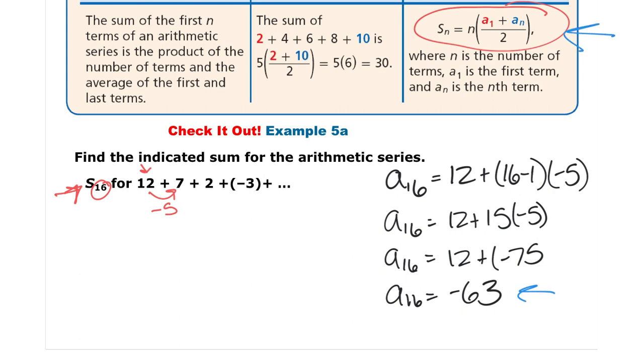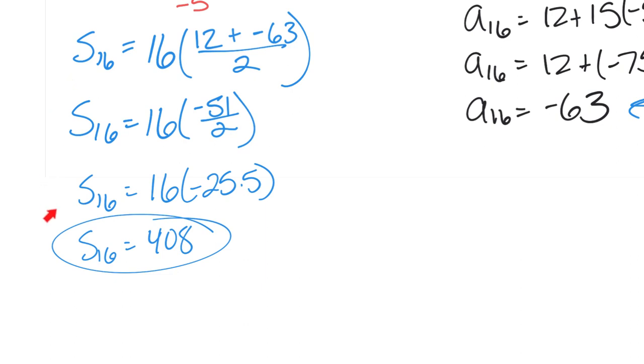Now I'm back up here to figure out how to find the sum. So add up all the first 16 terms of this sequence. So s sub 16 is going to equal, and I'm just using this general formula up here to fill in what I know. n is going to be how many terms there are, that's 16. a sub 1 is the first term, which is 12. a sub n is that 16th term, which was -63. And then I'm dividing all of that by 2. So I filled everything in and I just simplify. So when I simplified all of that, I got the sum of the first 16 terms to be 408.